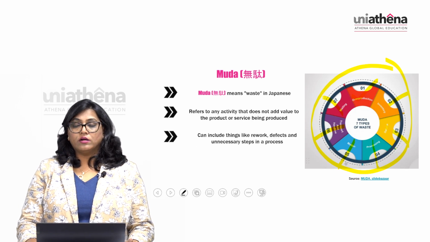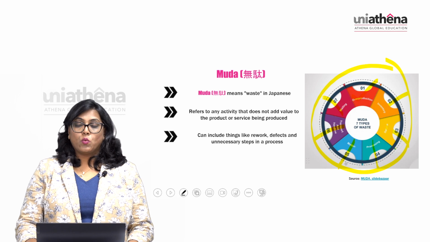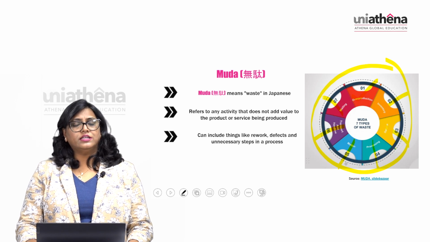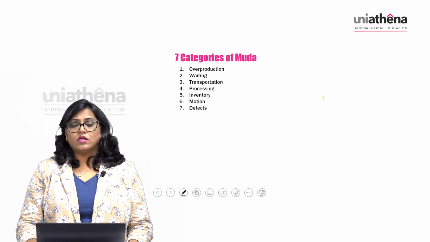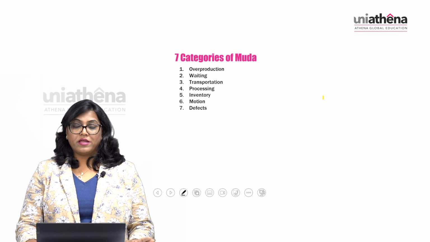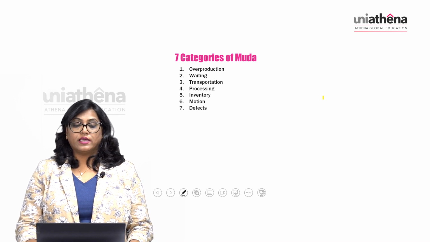So we're talking about Muda as to how this can be a waste when a particular activity is being repeated, when it's redone, when the defects are identified, and there are unnecessary steps in a process which can make it only more challenging and cumbersome. So let's look at what are the various categories in Muda. Like I already mentioned, it's overproduction, waiting, transportation, processing, inventory, motion and defects.